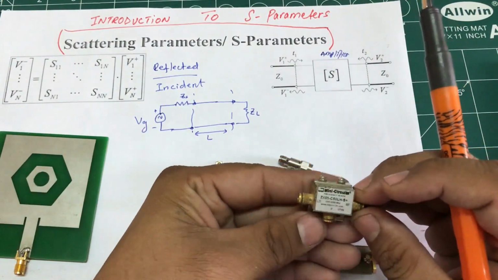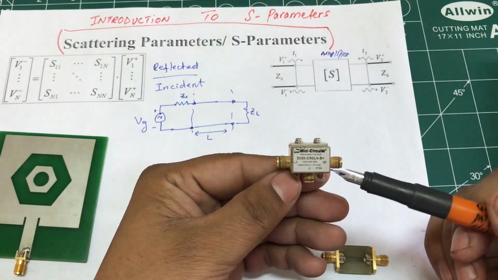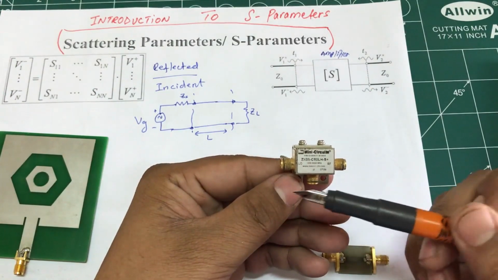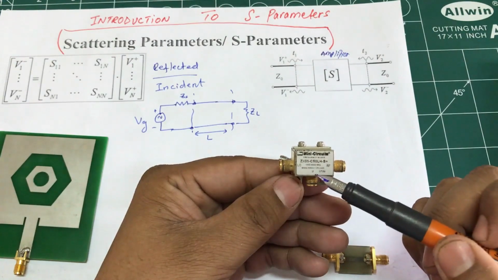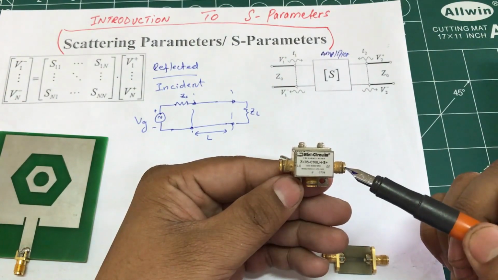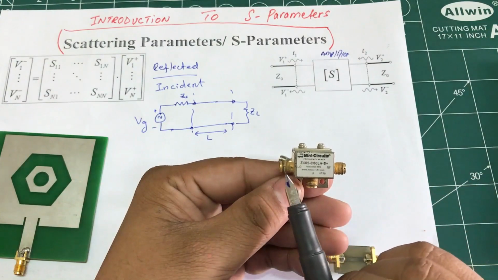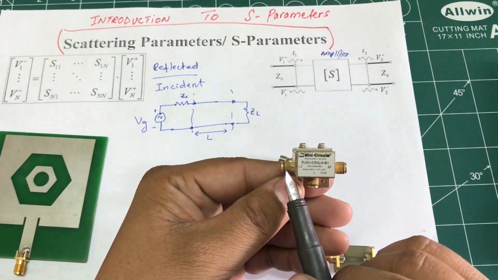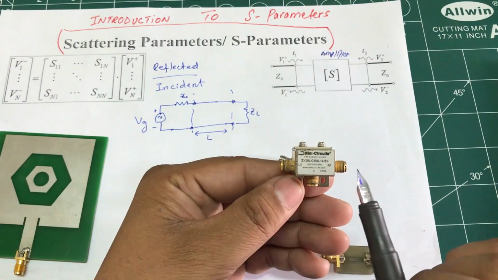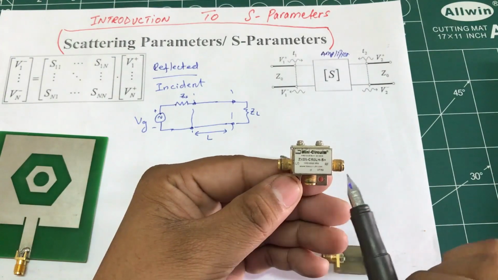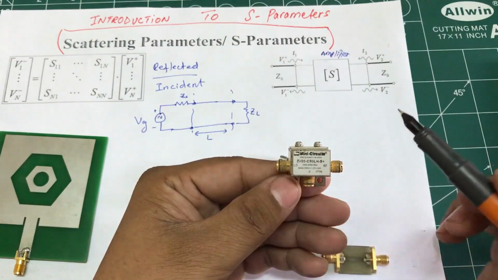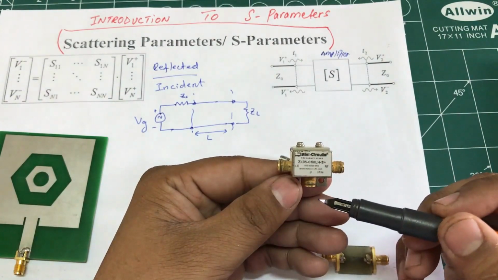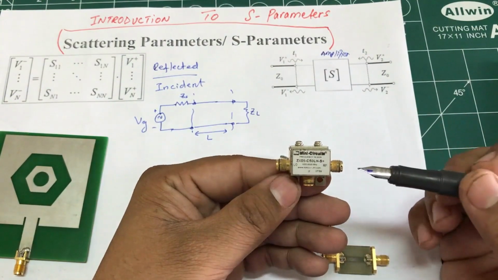Okay, now here's a three-port device. This is actually a mixer. One port is your LO, one is IF, and one is RF. At the LO port you connect your local oscillator, which is going to perform the mixing, and this is going to be your RF signal. These two are going to mix the signal, and IF is going to be the result of that mixing.